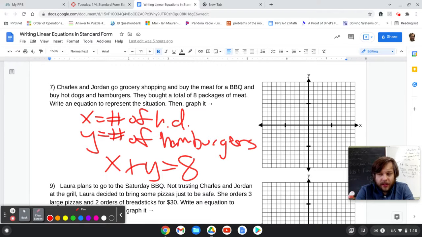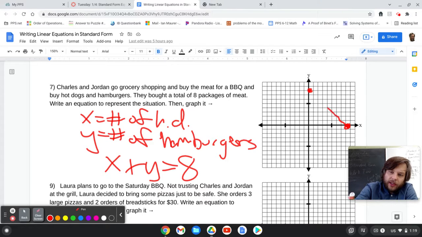And when you graph that, the easiest way to graph it in most cases is to imagine you had all of one type of thing. So let's say I had no hot dogs, all hamburgers. How many did I buy? I bought 8 of them because there's a total of 8. And so we would represent that with a dot right here up at the y-intercept of 8 because 0 hot dogs, 8 hamburgers. Similarly, if I had all hot dogs and 0 hamburgers, I would have the point 8 comma 0 right over here on the x-intercept.